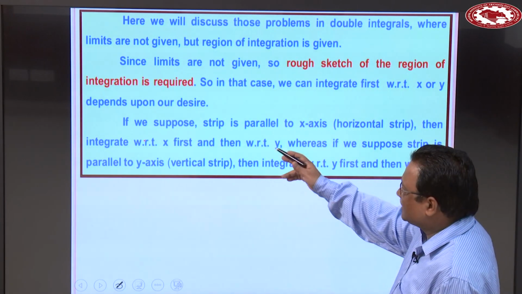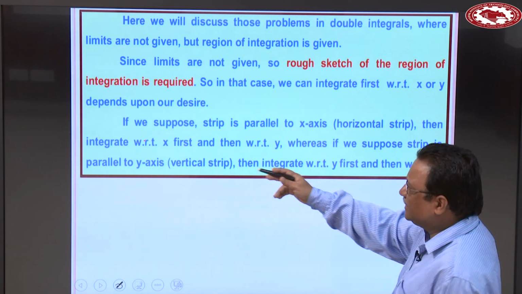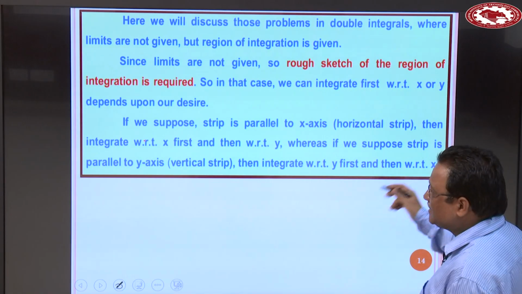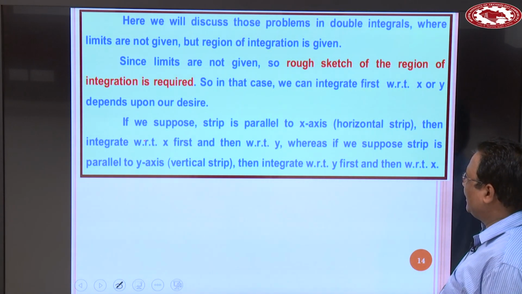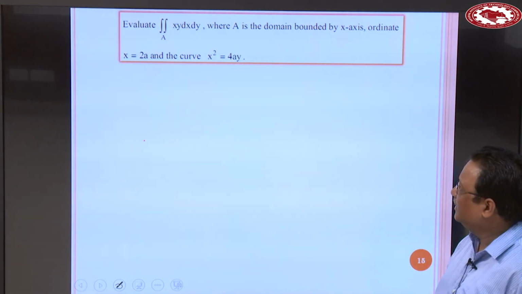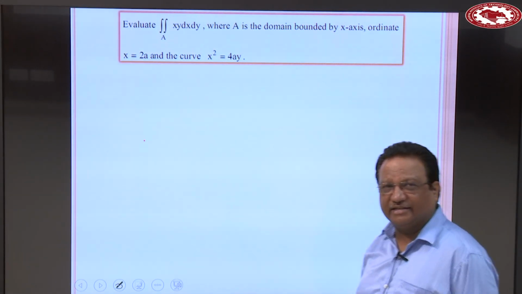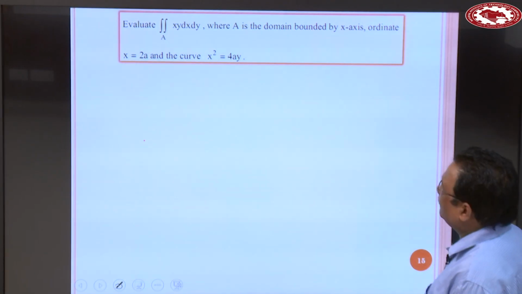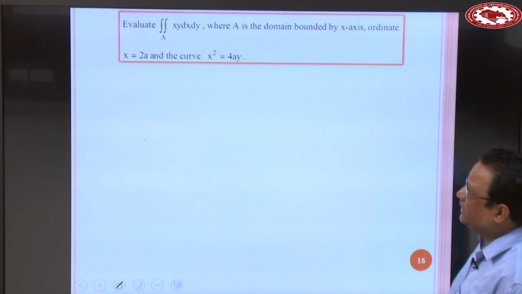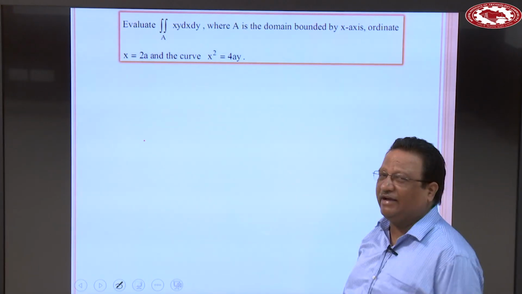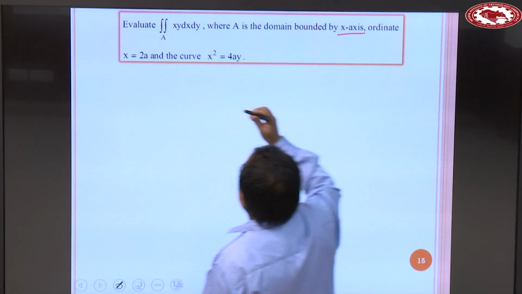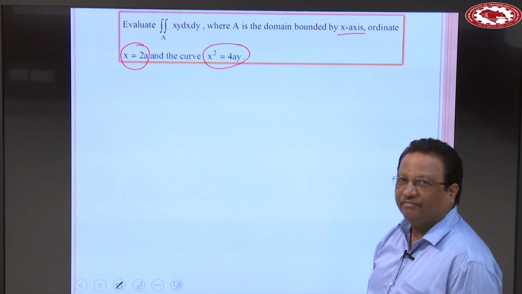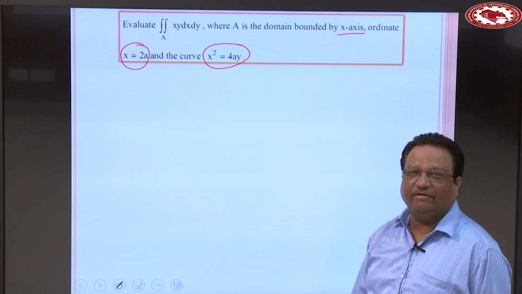So if we suppose the strip is parallel to x axis, a horizontal strip, then integrate with respect to x first and then with respect to y. Whereas if the strip is parallel to y axis, then integrate with respect to y first and then with respect to x. Let us consider this very interesting example. Evaluate this double integral over A of xy dx dy, where A is the domain bounded by x axis, ordinate x equal to 2a and the curve x square equal to 4ay.